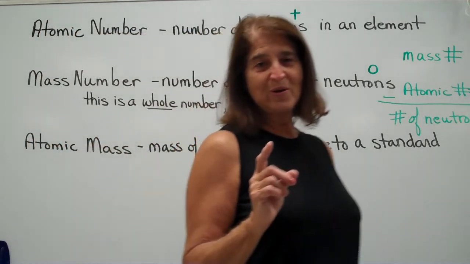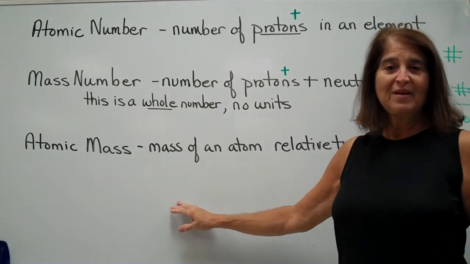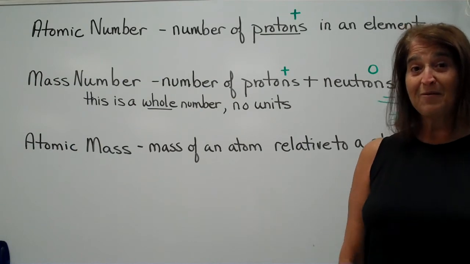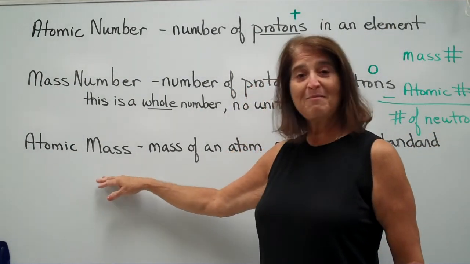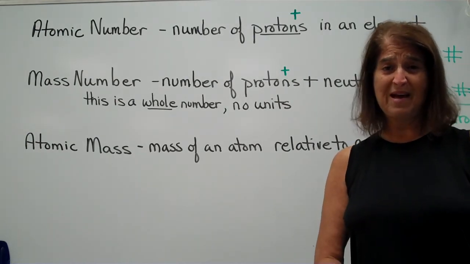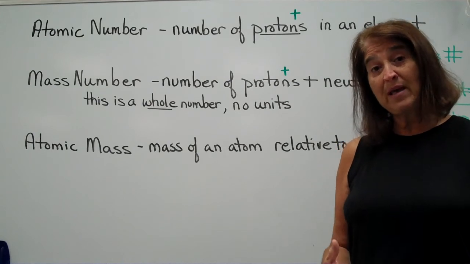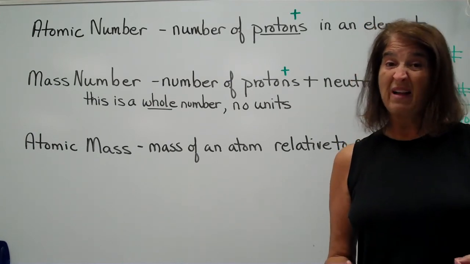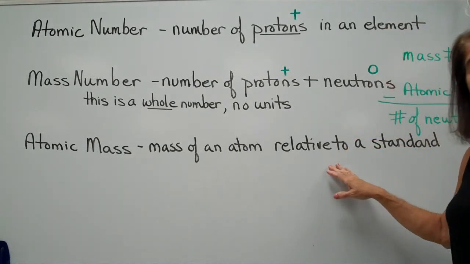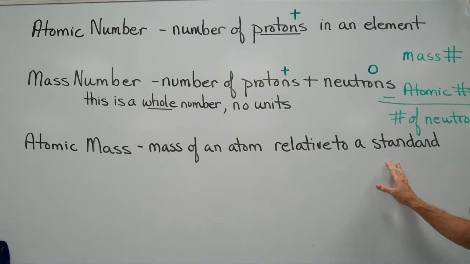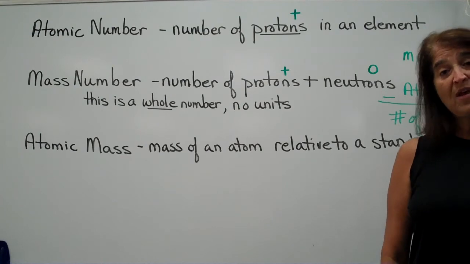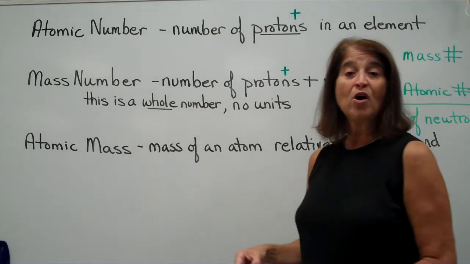The next term that we want to look at is the atomic mass. This is the mass of an atom. Sounds like that from the very word atomic mass. But you know that an atom is way, way too small to mass. So how do we get the mass of an atom if we don't have a balance that we can put it on and weigh? Well, we're going to compare it to other atoms. We're going to compare one atom to another, to a standard. And that standard is going to be carbon-12.